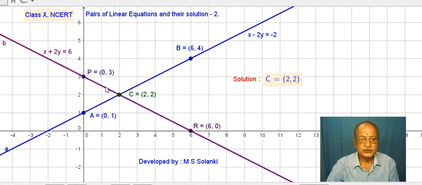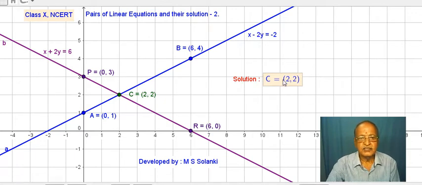Now these two equations intersect at C. So C is the common point on this equation line as well as the other equation line. So this gives the solution of x and y. x is equal to 2, y is also equal to 2 at this point. If we put this value in either equation, it will certainly satisfy.